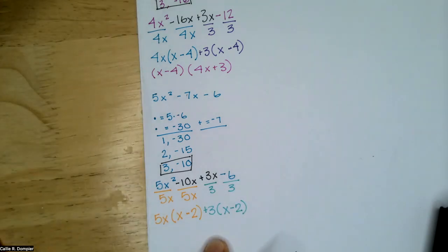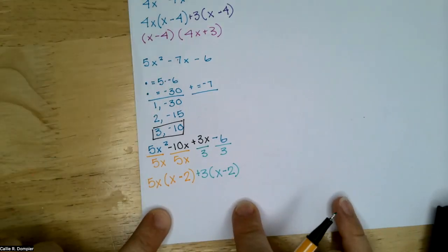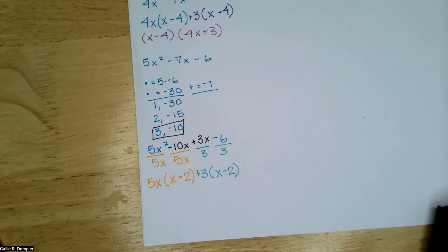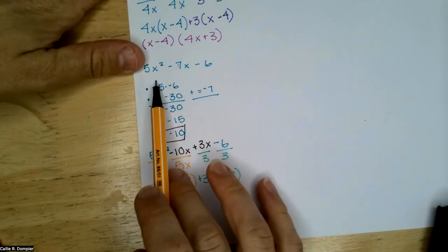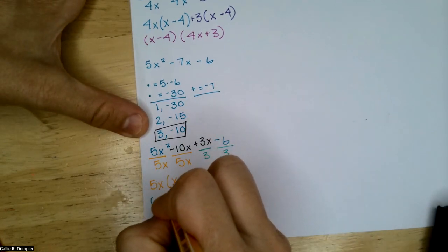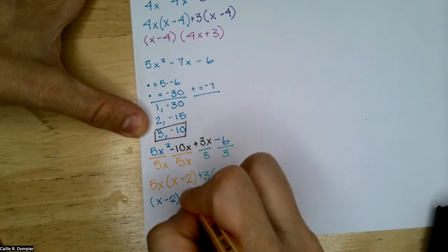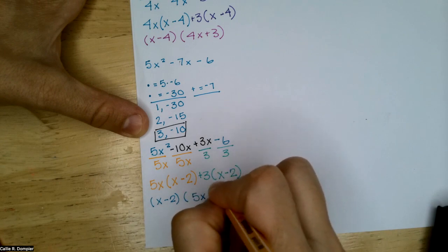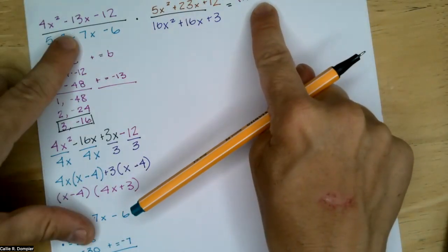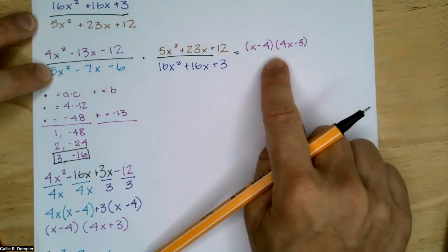So it's a good sign if you have the same binomial in both. I'm going to factor out that binomial because it's the same in both of them. So 5x squared minus 7x minus 6 becomes x minus 2 times 5x plus 3. And it's just factoring by grouping. Okay, so that was the top one.